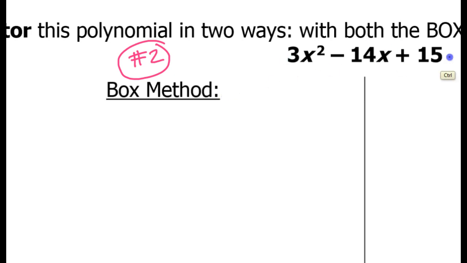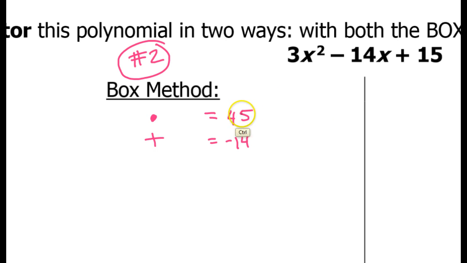So is there a GCF? No, there's nothing common to this. So let's go straight to the other thing. Product, sum. The product is got to be A times C. That's 3 times 15, which is 45. So that's the product. The sum has to be the B value. That's negative 14.